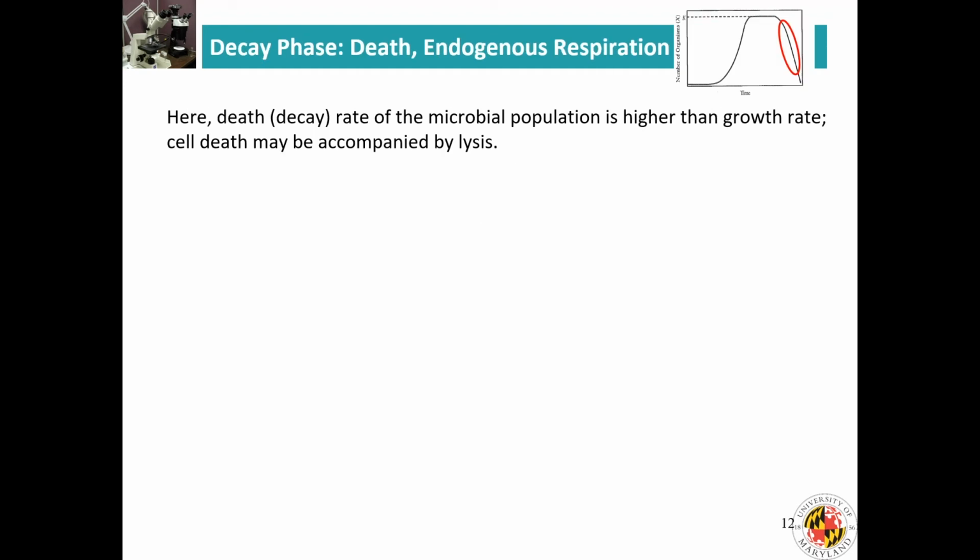The next phase after the exponential phase is the stationary phase, but during the stationary phase, as we mentioned before, the cells being reproduced are equal to the cells that are dying, so the concentration is basically the same. But in the next phase, the death phase, the death rate of the microbial population is higher than their growth rate, and that causes a decrease in the concentration of viable cells. Cell death can also happen by lysis, which is basically the physical destruction or decomposition of the cell.